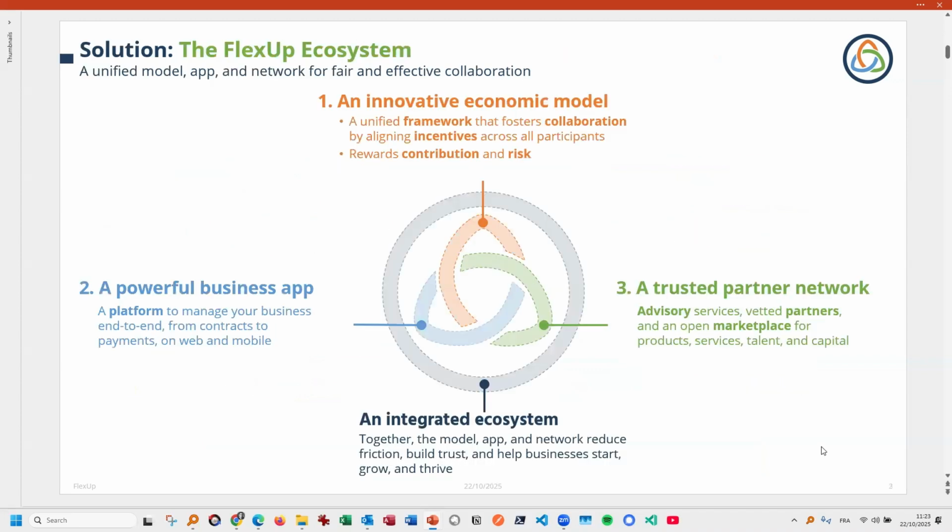So what is the solution? Well, the solution that FlexUp provides is an ecosystem that completely transforms the way we can do business. So first of all, we have an economic model where we can share the value in a transparent way with a framework that aligns the incentives of everybody. And then we have a business management app that allows people to manage their business, everything from contract to payments to equity. So all the way to equity, right? That's an important thing.